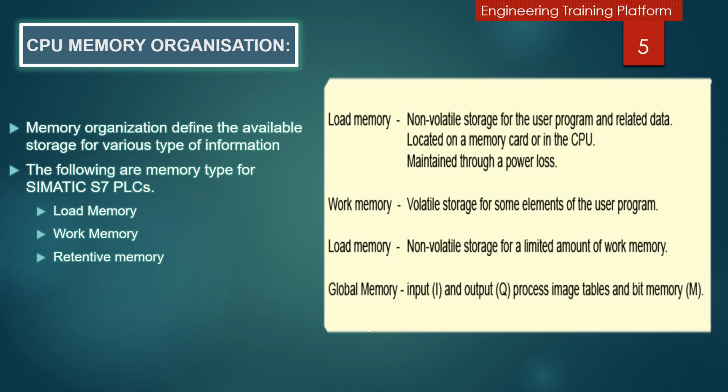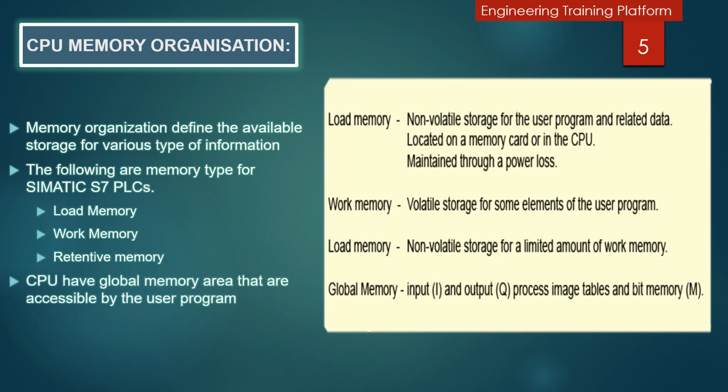In the load memory, when the user program is downloaded into the CPU, it is stored in the load memory area. This area is located in the memory card or in the CPU, and it is non-volatile storage for the user program. In the work memory, the CPU copies elements from load memory to work memory for program execution. This is volatile memory, data is lost when power is gone, but it is restored by the CPU when power resumes.